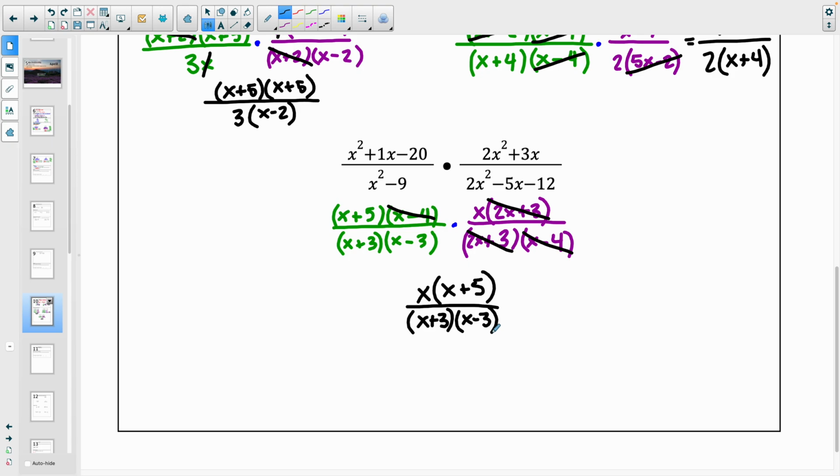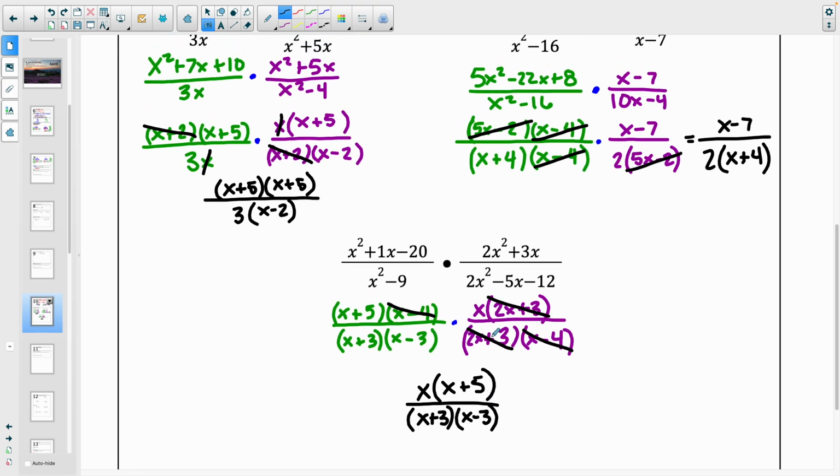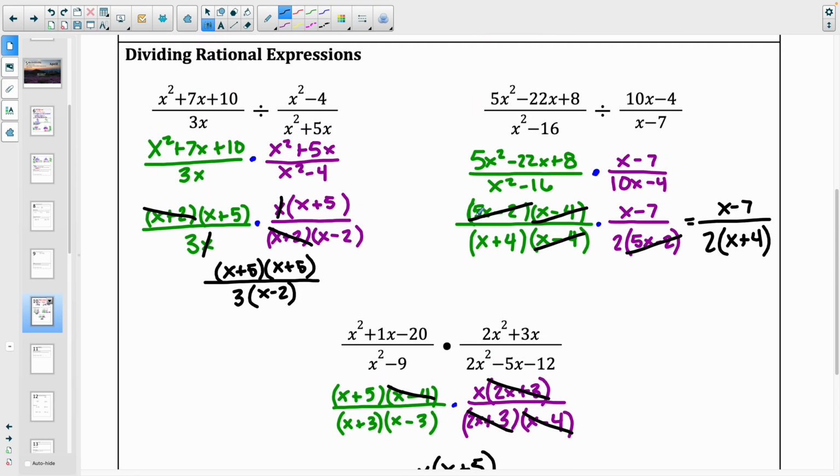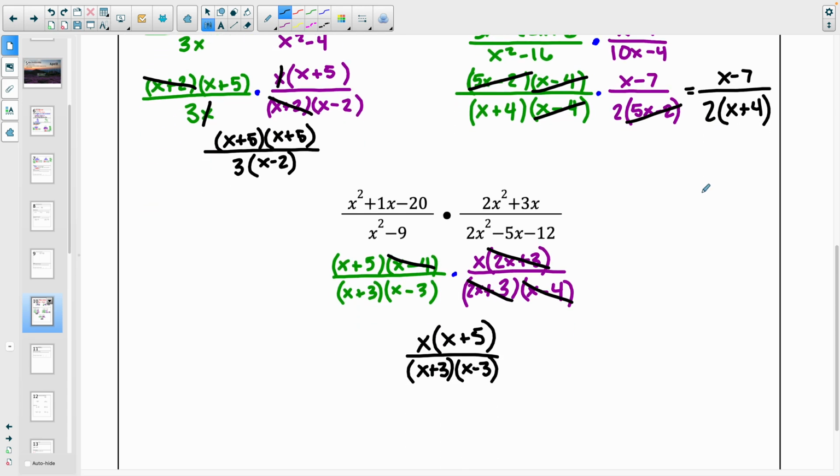All right. So as you can see, the steps here for the multiplication problem that we just did at the end are no different than the steps that we just did for division. Division just adds the one step of switching your sign and flipping the second fraction. Okay, that keep, switch, flip part.